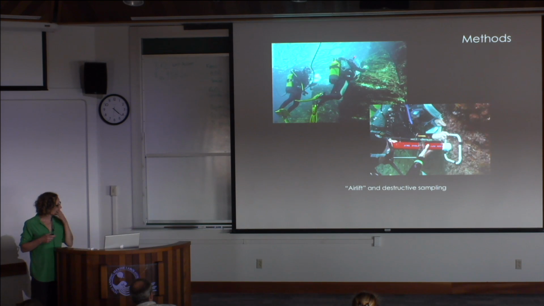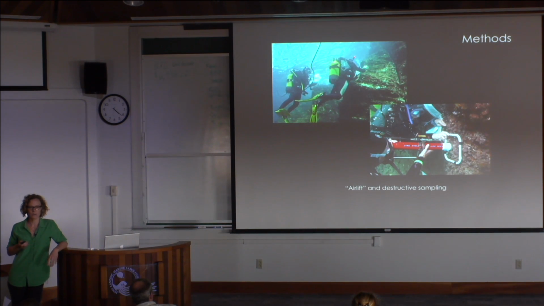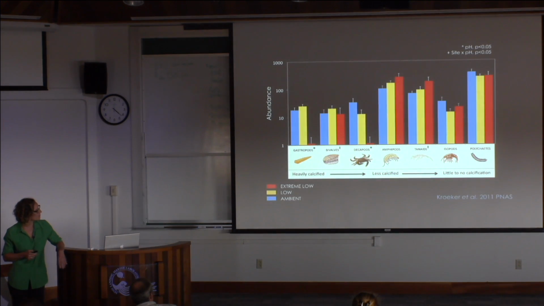To do this, we used a glorified underwater vacuum. It's called an airlift. Maybe some of you use it here, where more or less you hook up this tube to your scuba tank, and it sucks all of them into a little mesh bag so they can't swim away. Then we collect all of the benthos, scrape it off, and look at everything under a dissecting microscope to try and find all of those tiny little amphipods and count them and classify them to species, which is no small task. Okay, so here are the results.